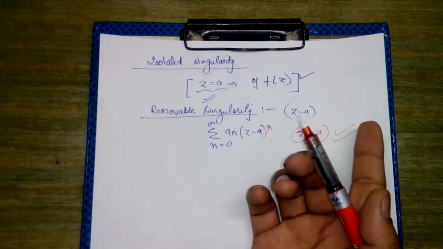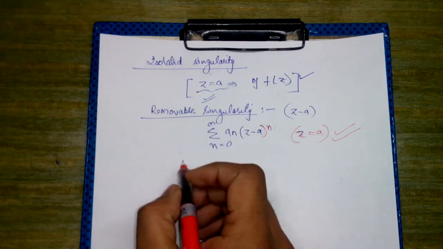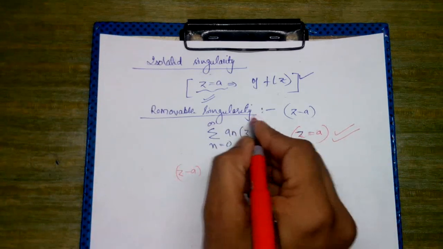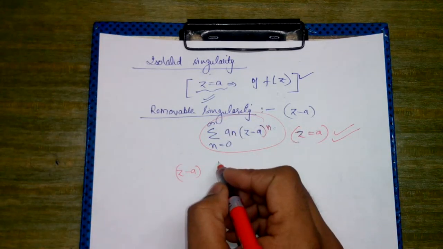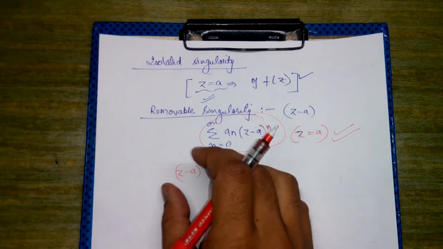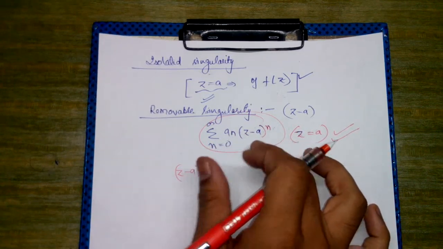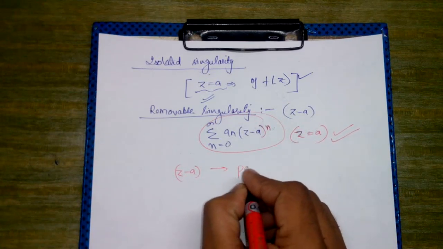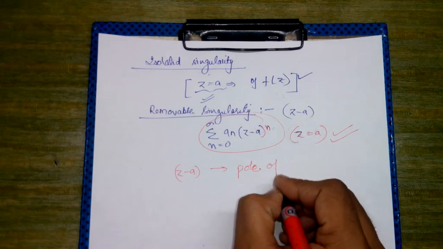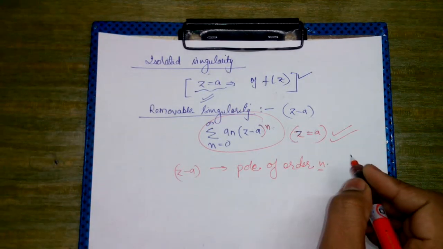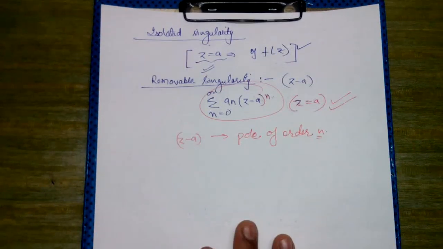And what are poles? Suppose all the negative powers of z minus a in this expansion terminate after the nth term, then the singularity at z equals a is simply called a pole of order n. This will be called our pole of order n.